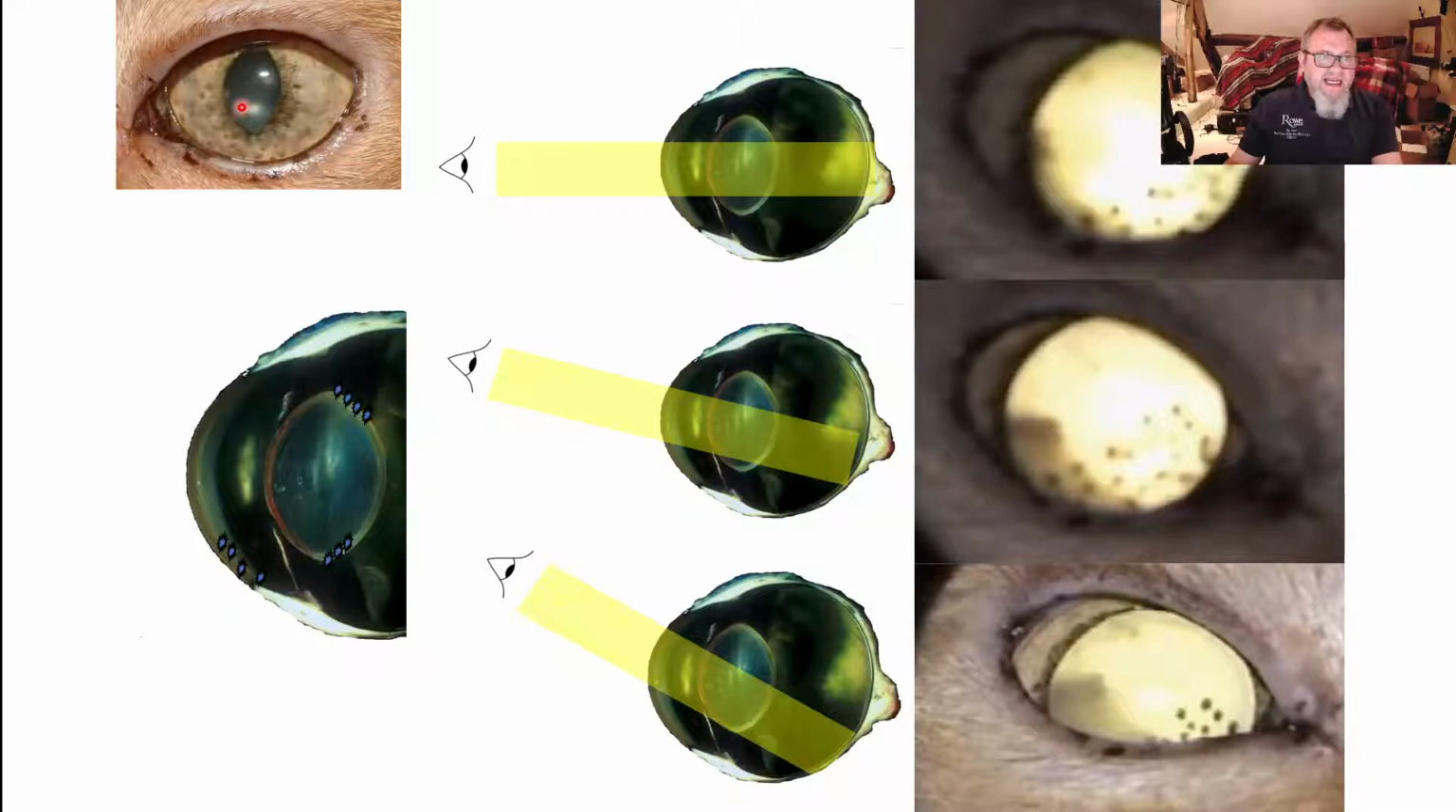So this little cat, sadly, as well as having anterior changes, having pus on the back of the cornea, she's also got inflammatory deposits on the back of the lens at the equator. We call this snow banking.